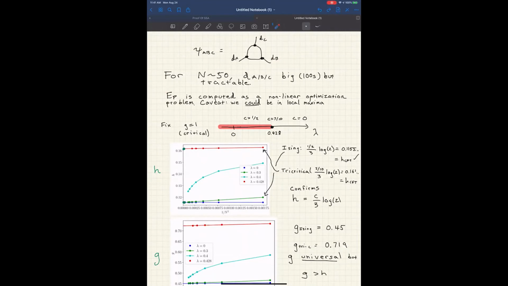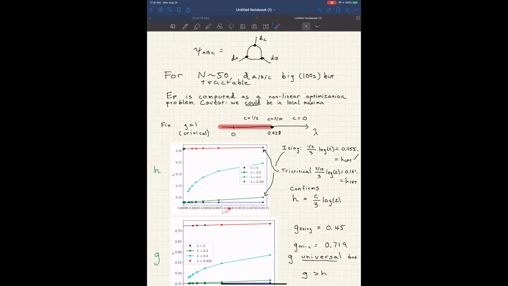Okay, so what do we find? As a function of lambda, I'm going to fix G to be on the critical line. As a function of lambda, we should have a region which is C equals 1/2, then the tricritical point with C equals 7/10, and then it should become gapped. Here are the numerical results for H.